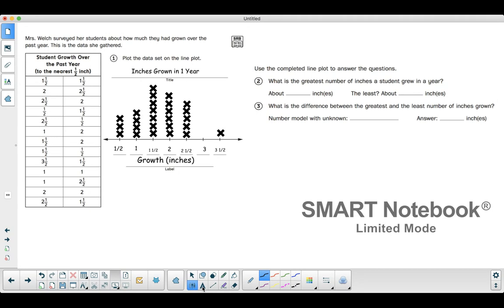Now, it's important to read these questions carefully. This one's asking the greatest number, whoops, didn't mean to cross that out, greatest number of inches a student grew in 1 year, okay? In other words, what is the greatest value that's reported on your horizontal axis? So the greatest number would be 3.5 inches. And then the least amount that the student grew in a year was 1/2 inch.